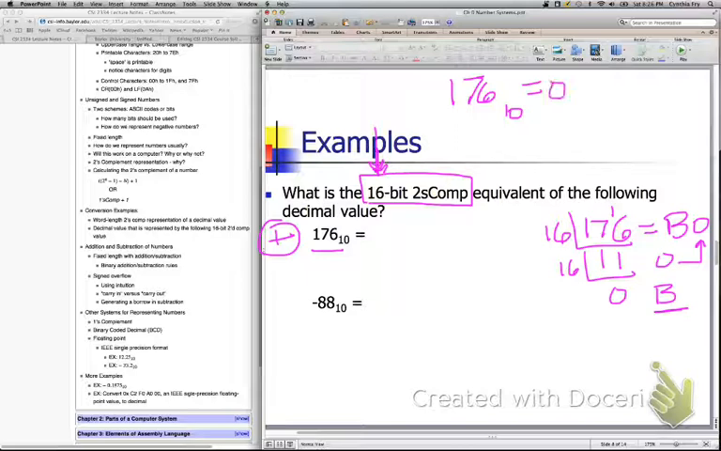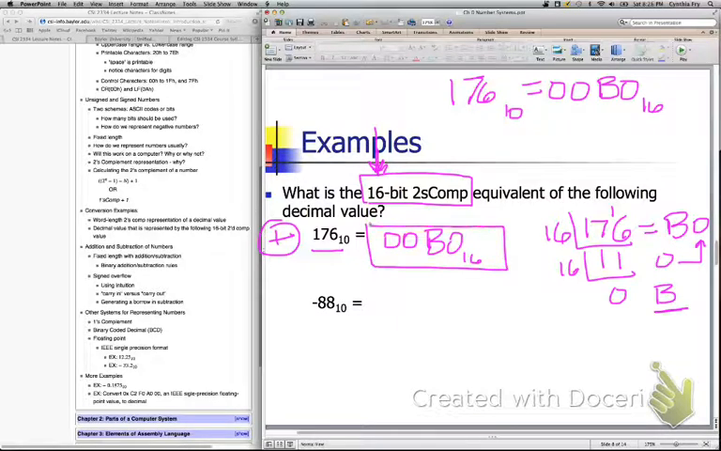This is positive, so I'm going to sign extend B0 to a 16-bit 2's complement number. Okay, that means, guess what? My answer is 00B0 base 16. Conversion done. Okay? So positive's easy.